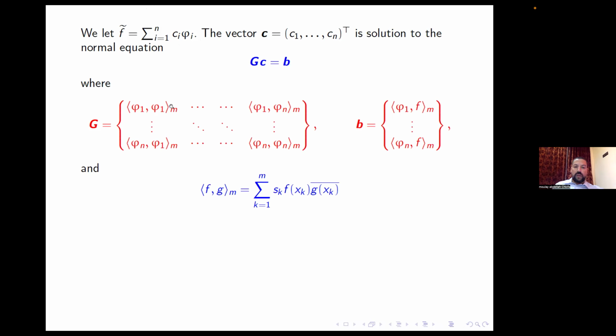empirical inner product between the elements of the basis, and B is the empirical inner product between the elements of the basis and the target function f, and the empirical inner product is defined here. Here I'm using the notation for complex numbers, but we can think of it just as real numbers without the overline.